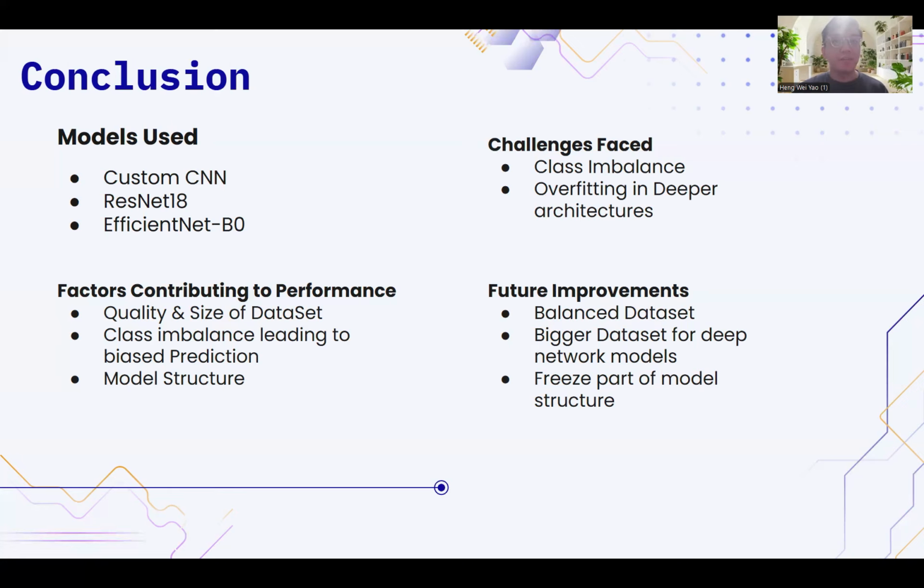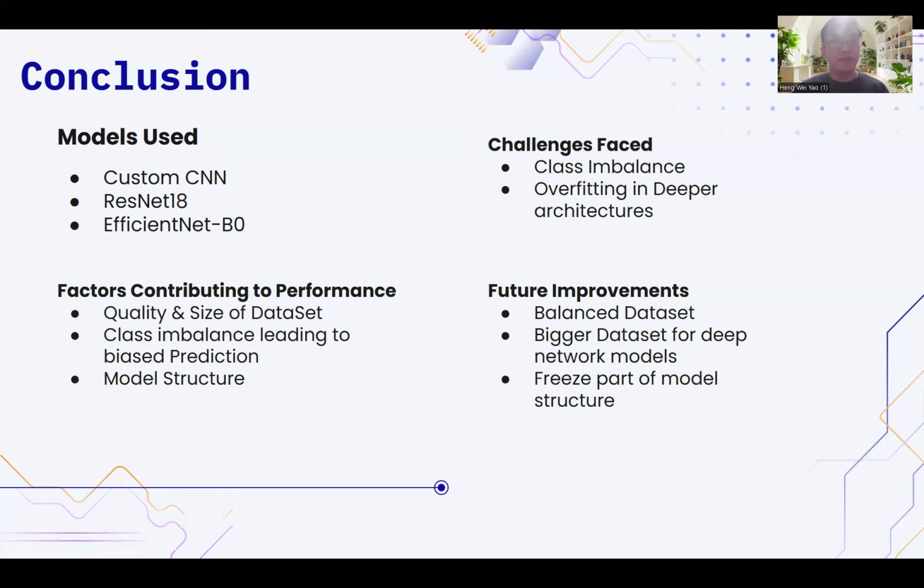The last factor is the model structure. So in our custom CNN model, we added 2 fully connected layers to help the model capture more complex patterns and improve accuracy. This shows us that designing model complexity in proportion to the dataset is crucial for reliable generalization.